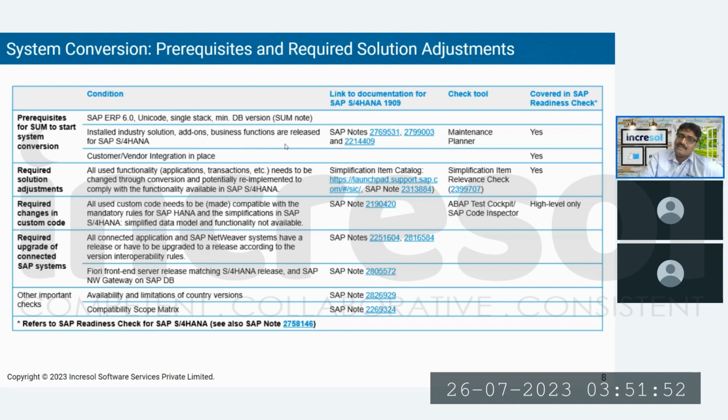So that assessment should be performed well before. And also customer vendor integration should be in place, that is nothing but your CVI mapping. That is nothing but your business partner conversion. In ECC, you have a customer separate and vendor separate, whereas in S4 HANA, there is the concept called business partner. So everything will be treated as a single business partner and linked with the customer or vendor profiles.